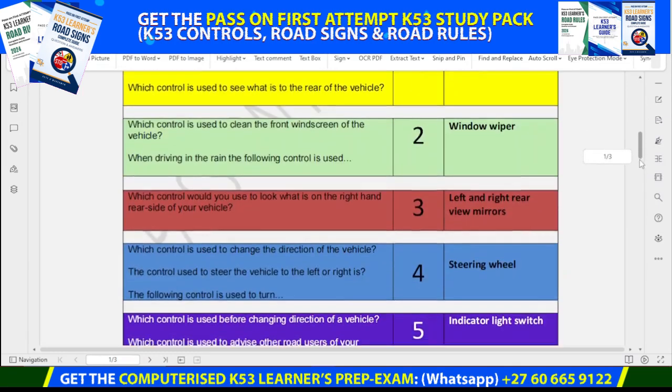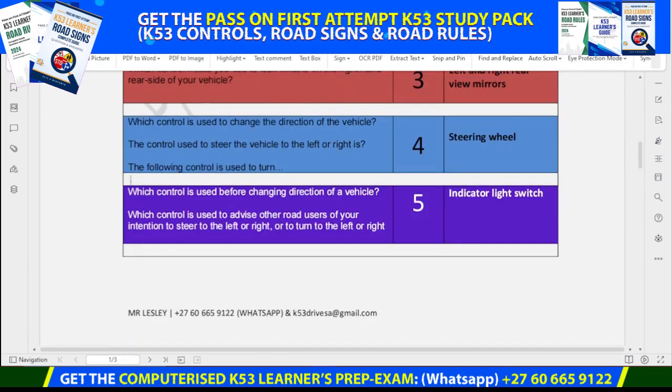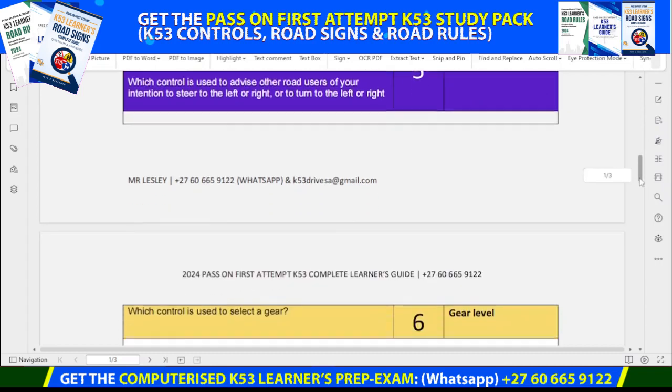So what questions are combined with control 5? If the question says which control is used before changing direction of a vehicle, that's control 5. The question also says which control is used to advise other road users of your intentions to stay to the left or to the right, or to turn to the left or to the right. That is the indicators. So you use the indicators just before changing the direction of the vehicle, and you also use them to advise other road users of your intentions to steer the vehicle either to the left or to the right.